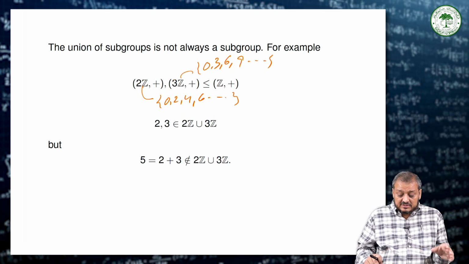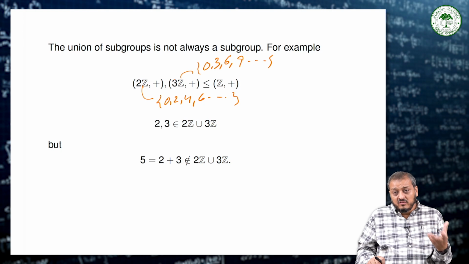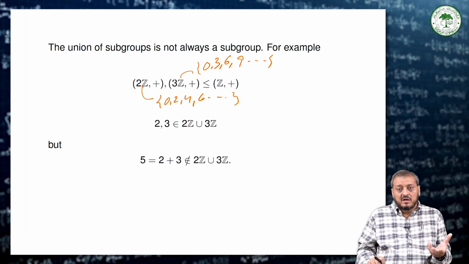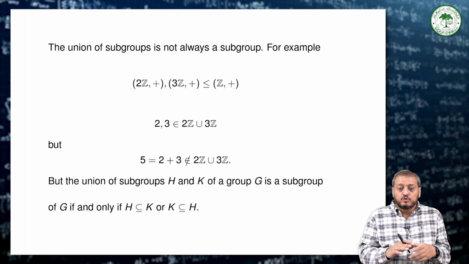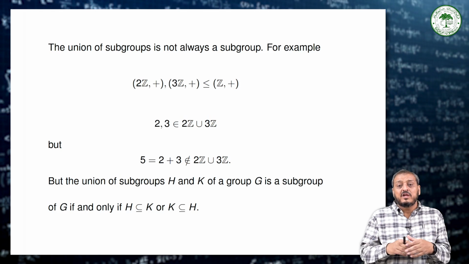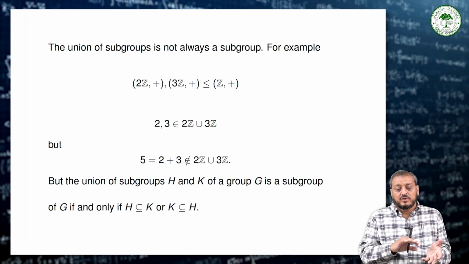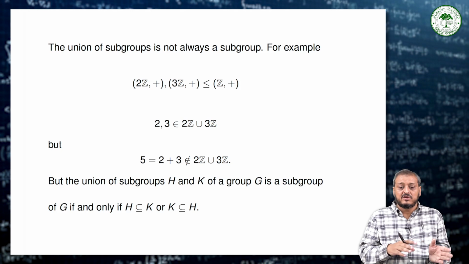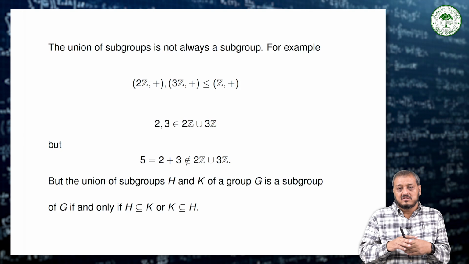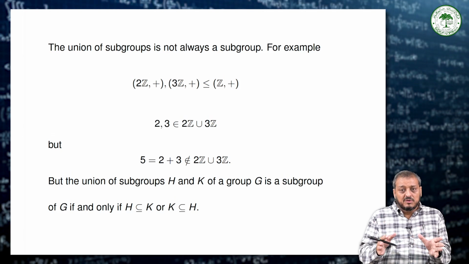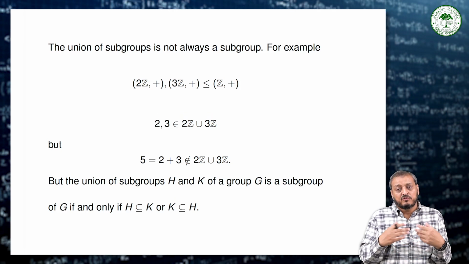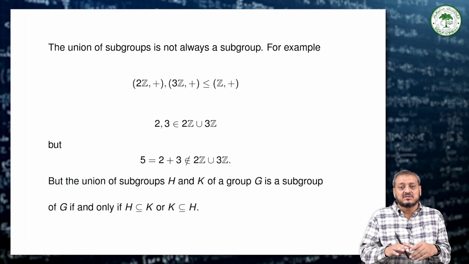But the natural question arises: when is the union of two subgroups a subgroup? The union of two subgroups of a group G is a subgroup if and only if one of them is contained in the other, that is, either H contains K or K contains H. So if we have two subgroups and one of them contains the other, then the union of these two subgroups is again a subgroup.